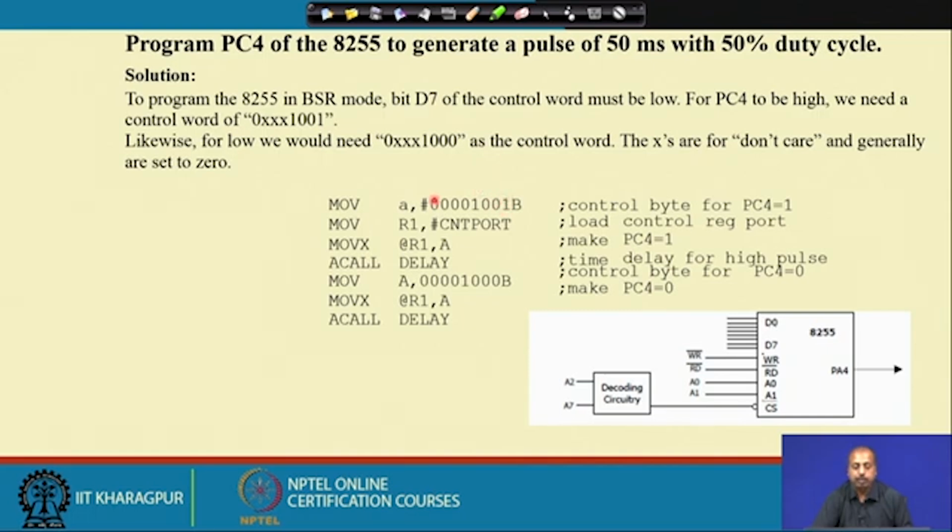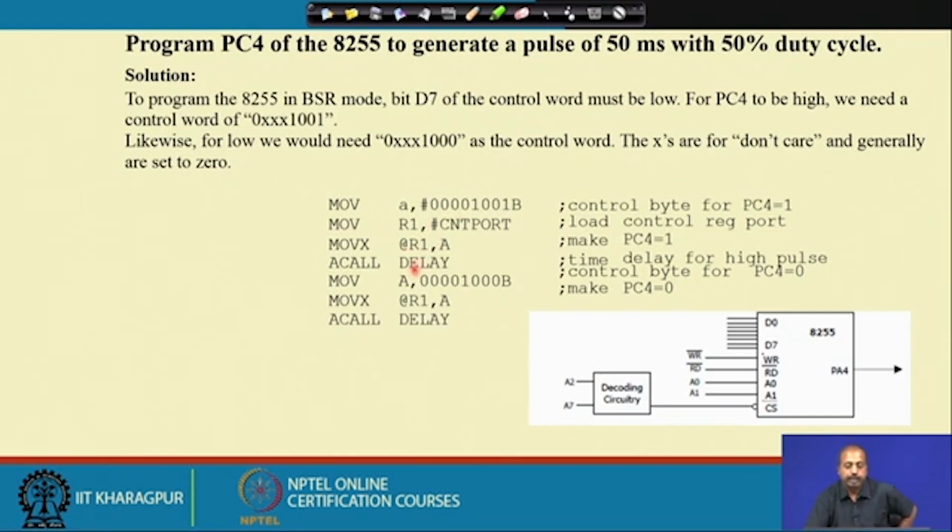So, after doing this, the A register has got this value. So, if you move this control port value, so load control register port. This control register address is moved to R1 and then MOVX @R1, A. So, to this control port we will be writing this value. So, that way this PC4 bit will be set.